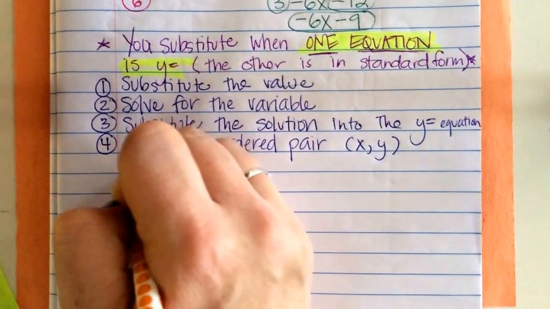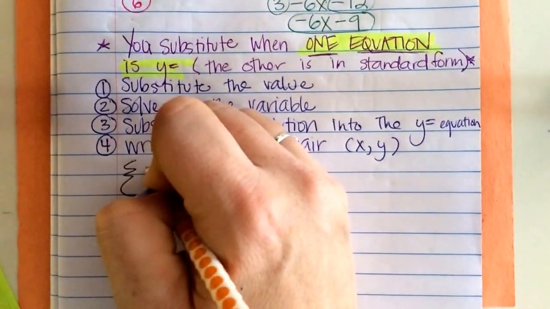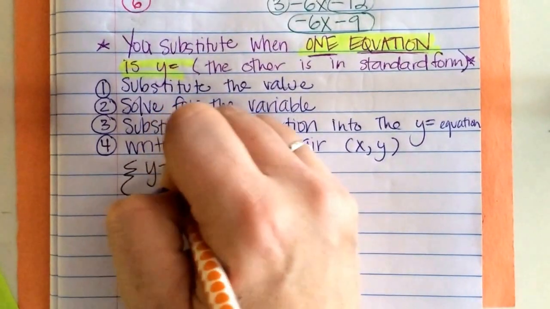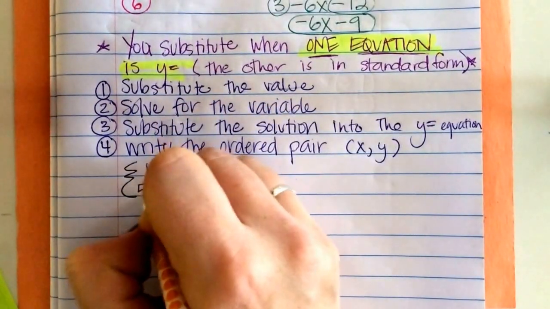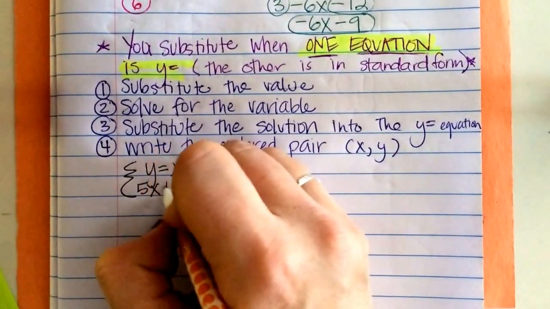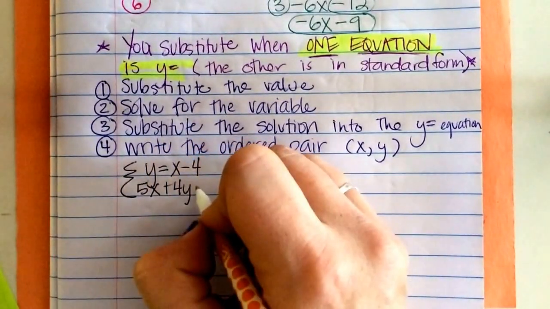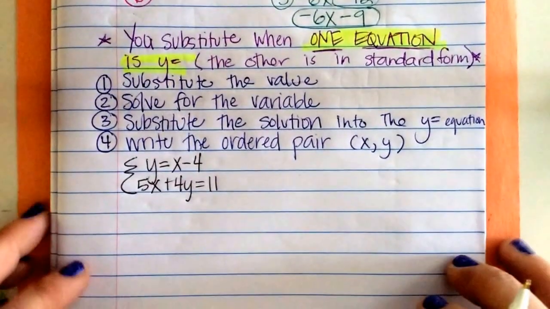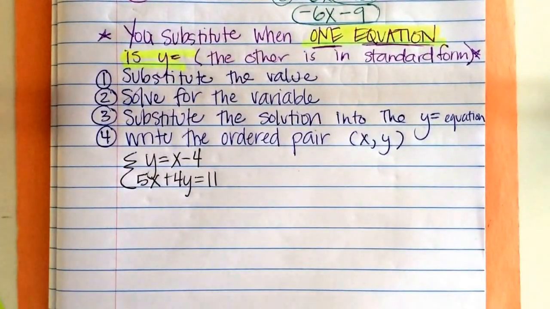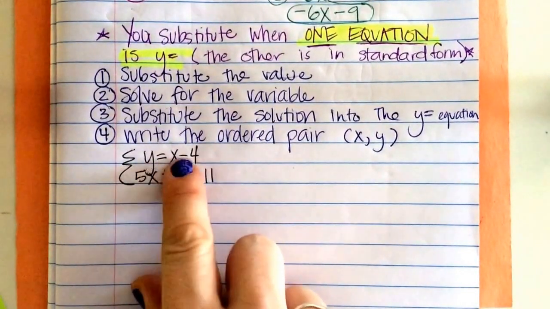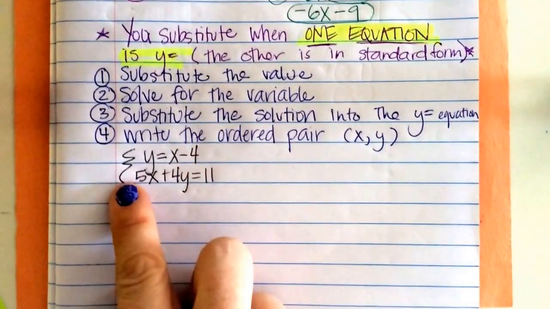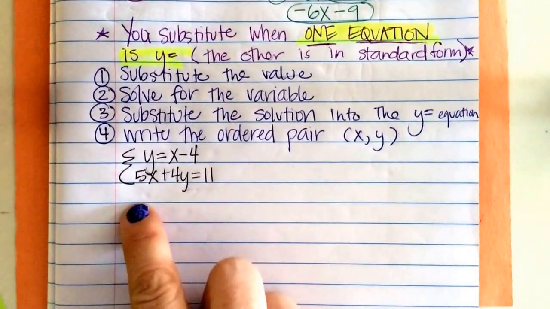And here's example number 1. Y equals x minus 4, and 5x plus 4y equals 11. Now you're going to say, wait a second, Mrs. Long. We had problems like this yesterday. I can graph that top one, and I just need to get y alone on the bottom. Do you agree?